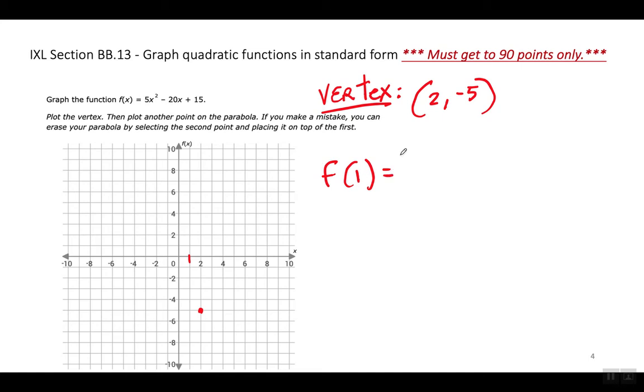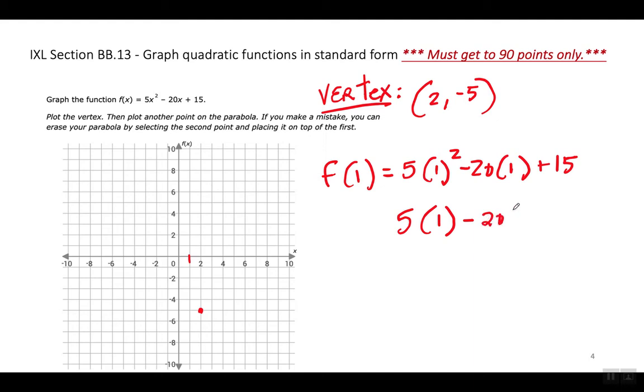So if I plug in x equals 1, I'm going to have 5 times 1 to the second power minus 20 times 1 plus 15. So this will be 5 times 1 is 5. Negative 20 times 1 is negative 20 plus 15. If I go from left to right, 5 minus 20 is negative 15. Negative 15 plus 15 equals 0. So in other words, when x equals positive 1, y is 0.